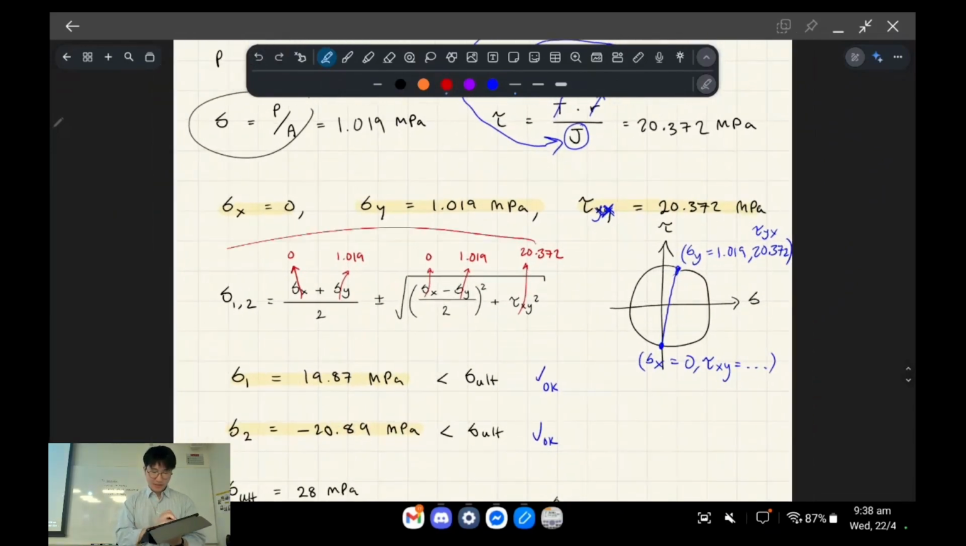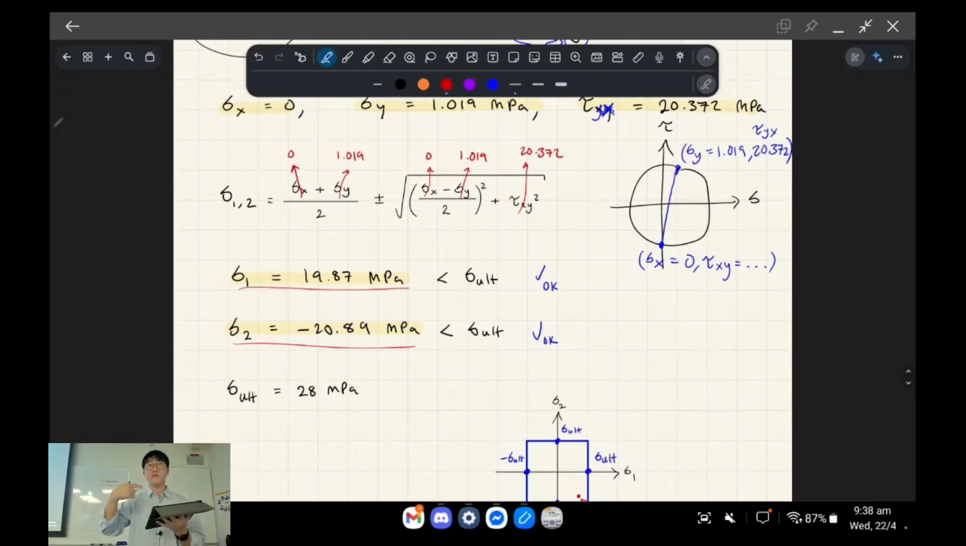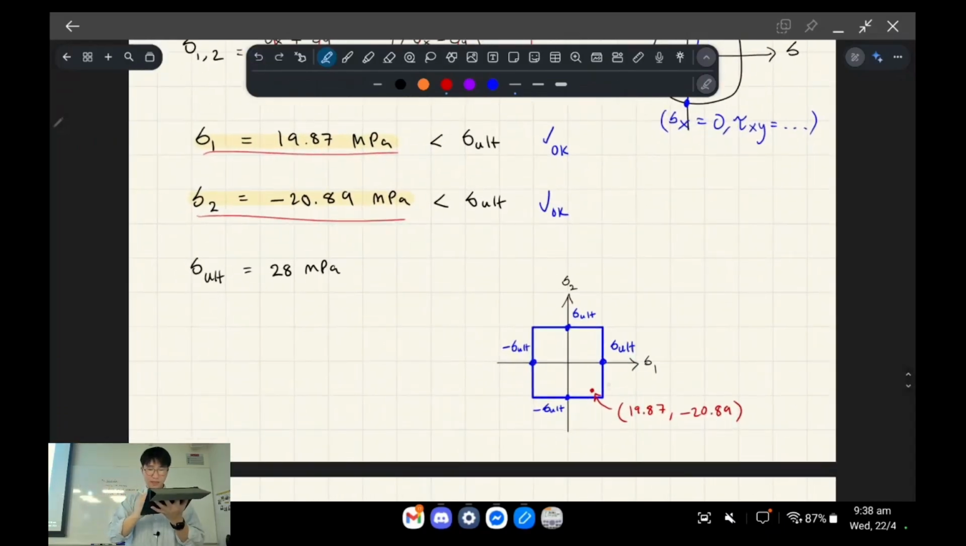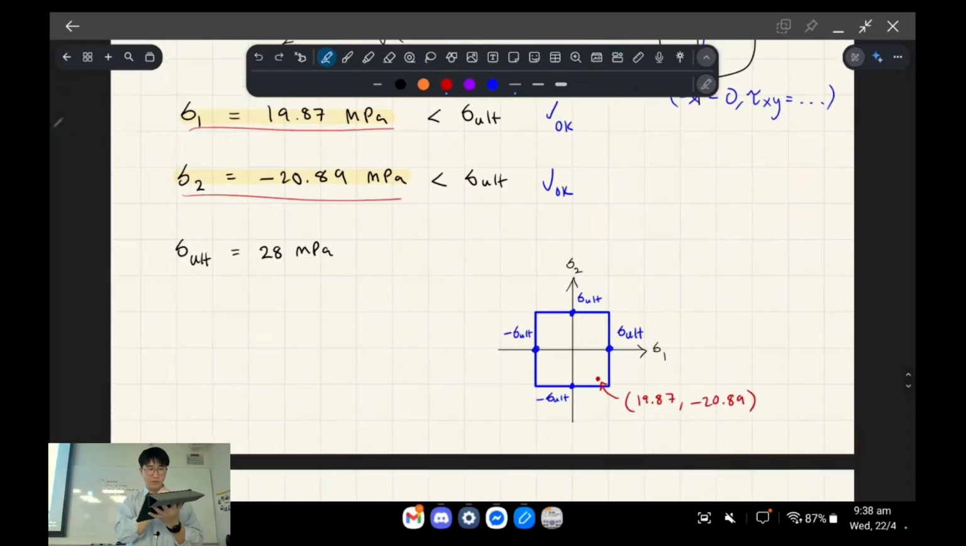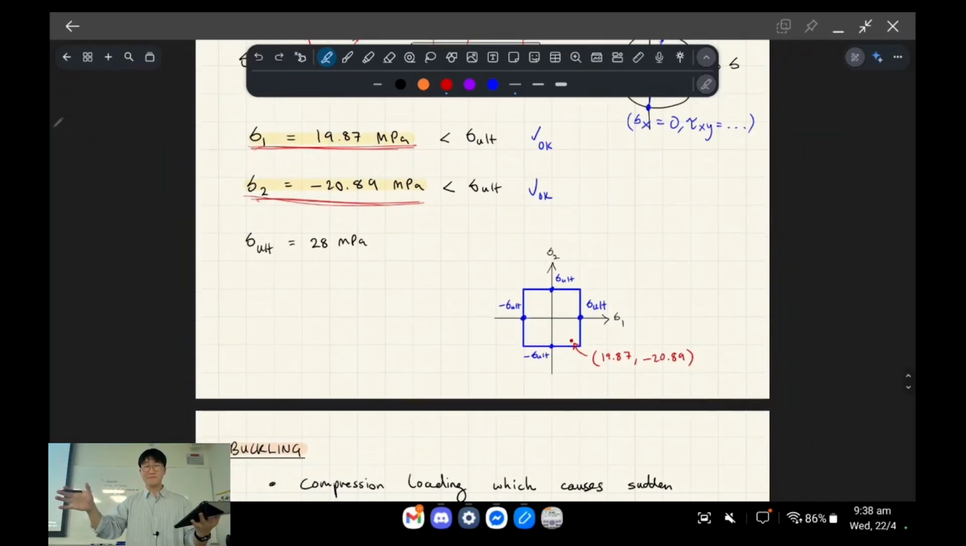So you plug in everything to find your principal stresses, like before. And you figure out these are the principal stresses, and individually, if they're both less than the ultimate stress, then you're fine. So that's why it's a box, right? Principal 1 and principal 2 both fall within the envelope of the ultimate stress that it can take, right? Okay. Any questions?